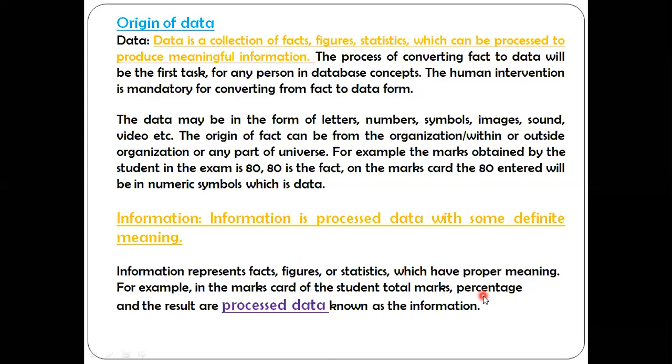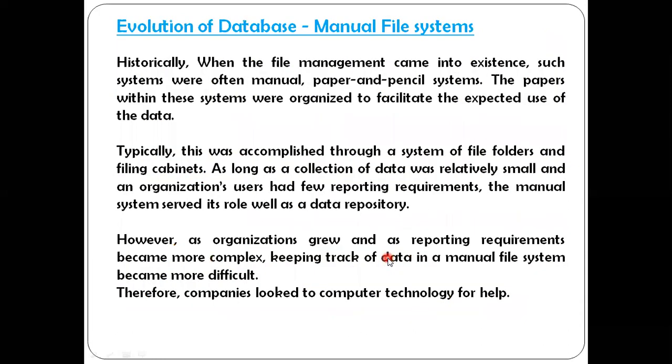That is nothing but the processed information. And the result. The three things here, total marks, percentage, and result, are the processed data known as information. The definition of data and information: this is the definition for the term data, and here we have given an example for the data, and this is the definition of information, and this is an example for the information. Well, let's move on to the next slide.